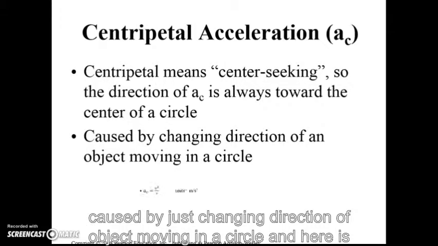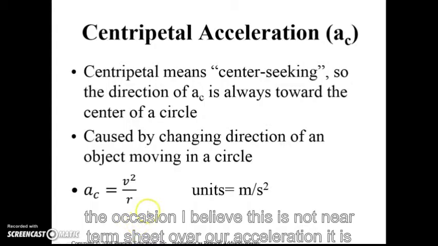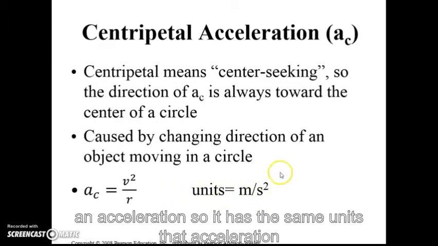And so it's caused by just the changing direction of an object moving in a circle, and here is the equation for that. I believe this is on your formula sheet: v squared over r for centripetal acceleration. It is an acceleration, so it has the same units that we've been using for acceleration before.